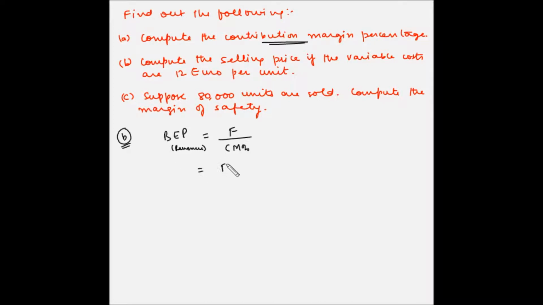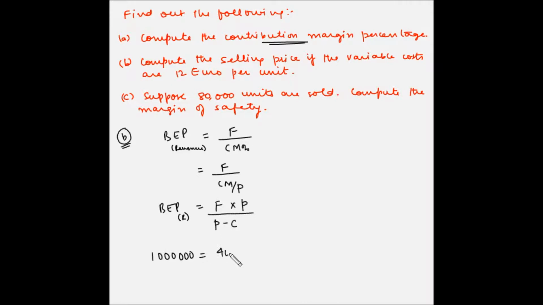Now the contribution margin percent is nothing but contribution margin divided by the unit selling price. So this can also be written as F, and we can take this P on top, so multiplied by P divided by the contribution margin, and contribution margin is nothing but the unit selling price minus the unit variable cost. So this is the break-even point in terms of revenue. So now let's fill in all the values that we know. So break-even point is 1 million.